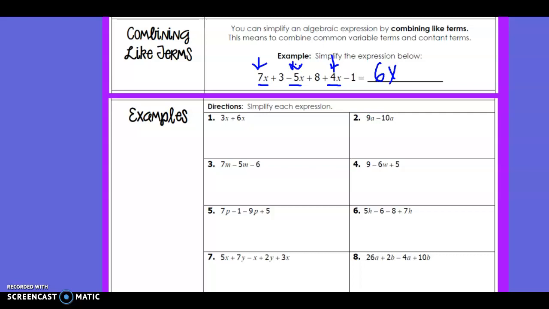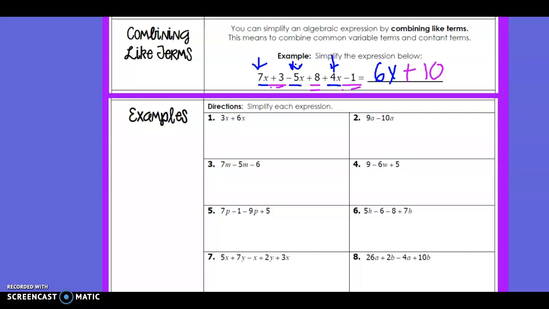We can also combine our constants, or our plain numbers. So here I have a positive 3, a positive 8, and a negative 1. And so when you add 3 plus 8, that's 11. 11 minus 1 is 10. And so we have just combined like terms in our algebraic expression. That expression simplifies down to 6x plus 10.